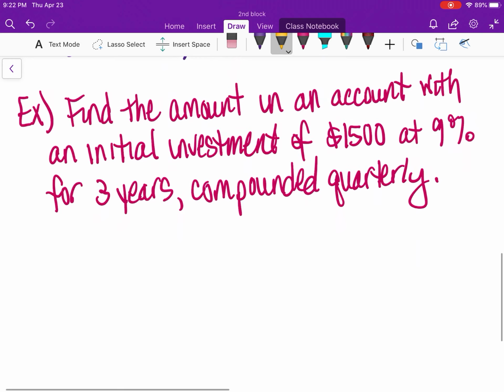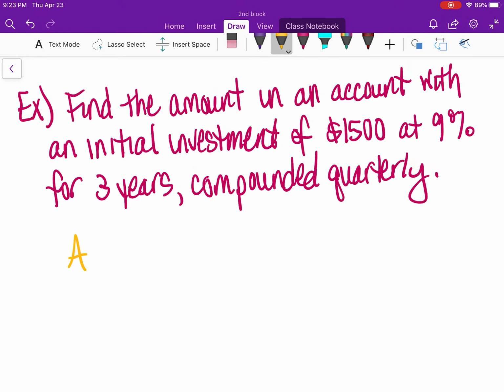We want to find the amount in the account, so that's going to be our final amount. So we're solving for A. And when I look at my formula, P is our initial investment, so I put in $1,500 for P. And then 1 plus my R is my rate. 9% would be 0.09 for a decimal. So remember to change a percent to a decimal. You move the decimal 2 places to the left. It's like 9.0, so you move it 2 places, and that makes it 0.09.